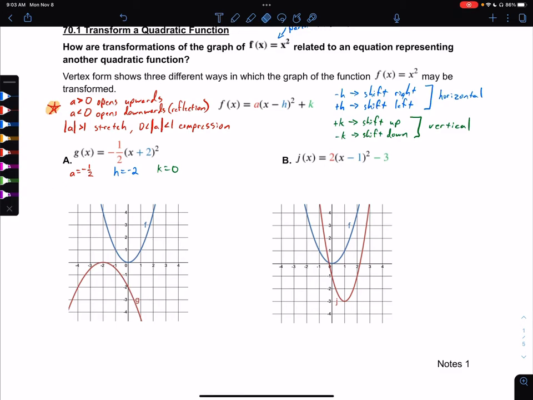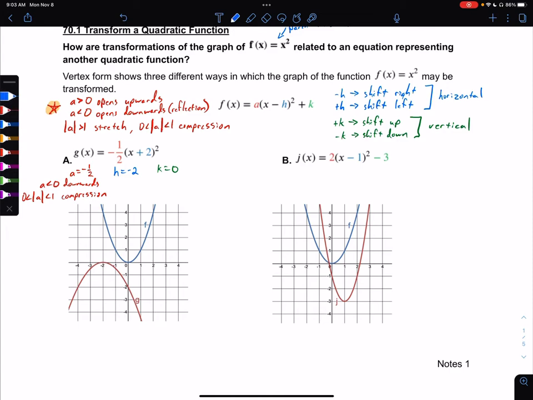All right, so A in this case is less than 0, right? Because it's a negative 1/2. So that means it's going to open downwards and there'll be a reflection. And the absolute value of A in this case would be between 0 and 1. So that tells me that there's going to be a compression. Right, because we have that 1/2. So the absolute value of negative 1/2 is 1/2. That's between 0 and 1, that'd be a compression.